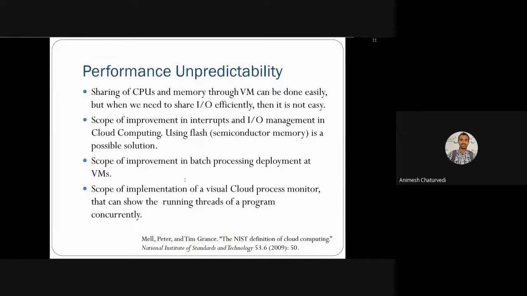Thereafter, what is the scope of improvement in batch processing in a virtual machine? You could start a batch processing in the remote server, and you just forget about it. It will take 1 hour 5 minutes or something like that, and your work is done after that time. So batch processing could be one way in such a virtual machine. Then the scope of improvement like visual process and cloud process monitors could show multiple threads running concurrently in the program. These are the scope of improvement possible in cloud computing.